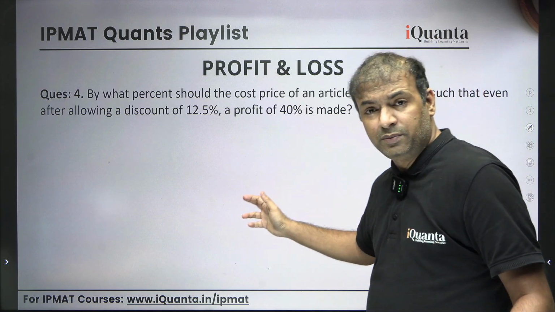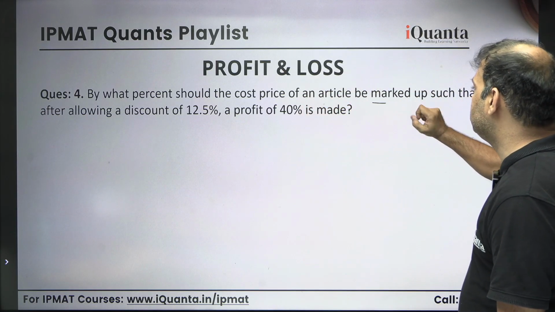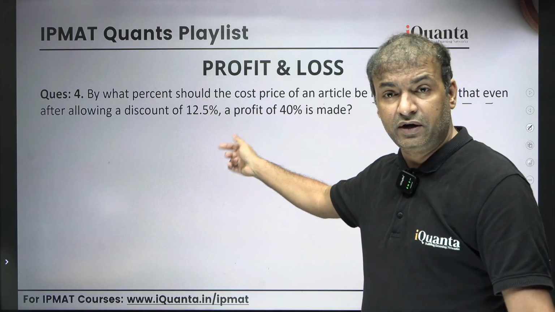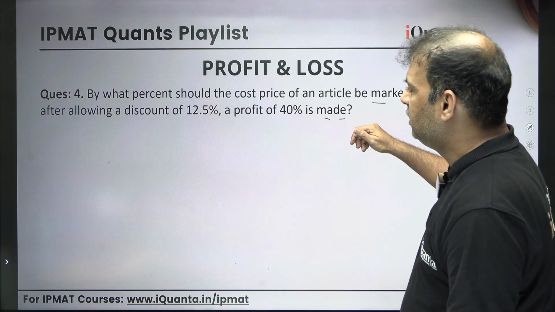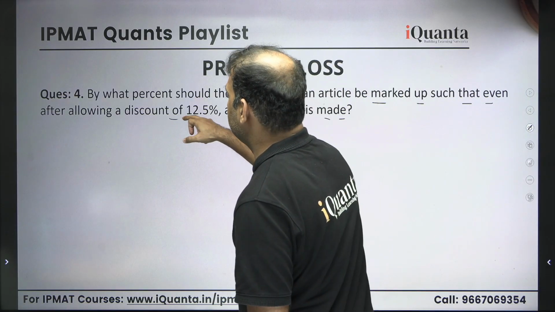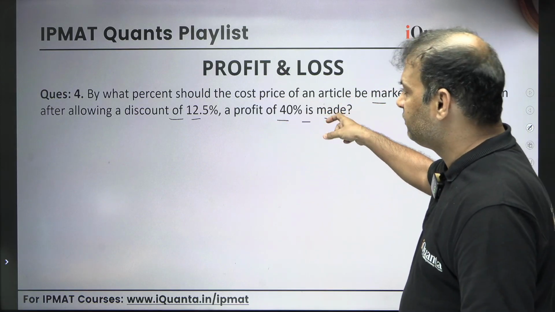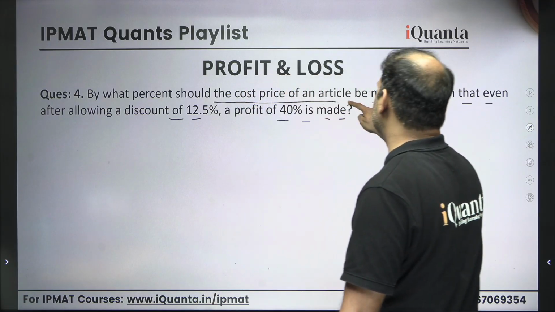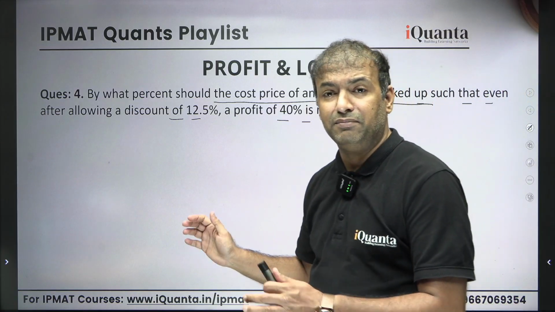Okay, so the next problem is saying, by what percentage should the cost price of an article be marked up, so that even after allowing a discount of 12.5%, a profit of 40% is made. All right, so they have given that the discount is 12.5% and the profit is 40%. And what do we have to find out? They are asking by what percentage the cost price of an article should be marked up. That means indirectly they are asking the markup percentage.